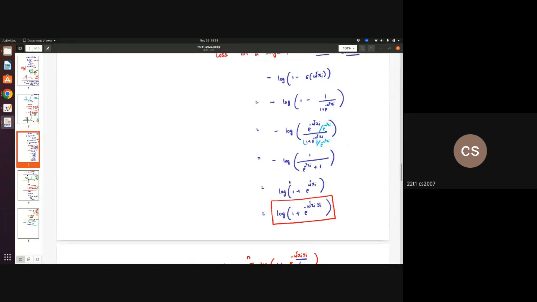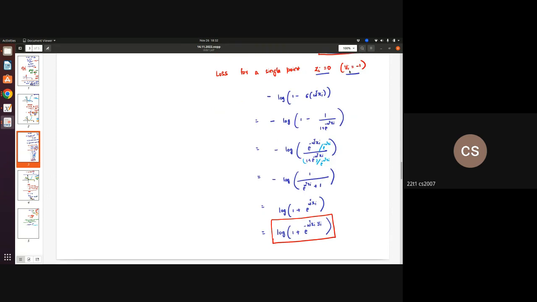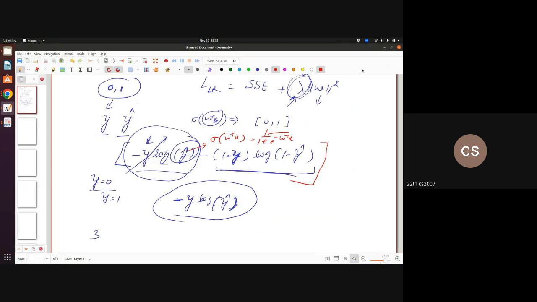So if you see closely, this is what you get, and then you're putting a yi over here. Okay, so you're able to put yi because now instead of 0, 1 representation, you are using -1 representation. So there are 2 ways. Please note this.